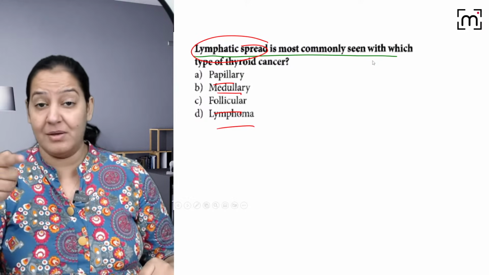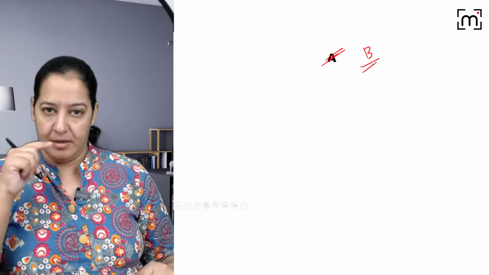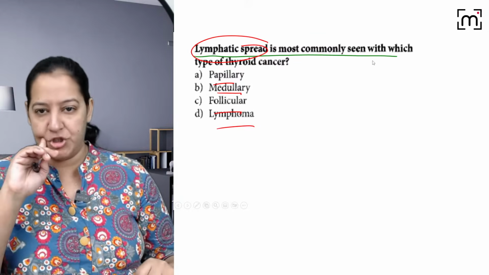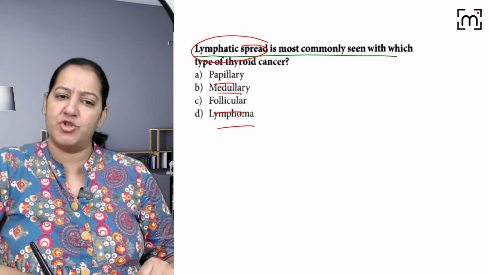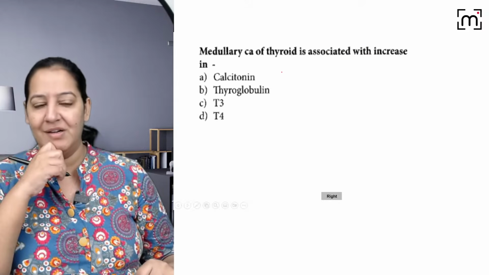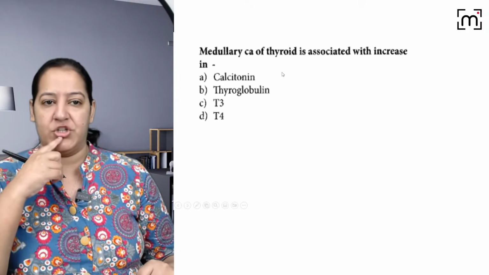Why have I written this discrepancy there? But give me some time. I will get back to this question to you. Let me confirm it. I guess the answer should be medullary, but I will confirm it to you. Anyway, coming to the next question.